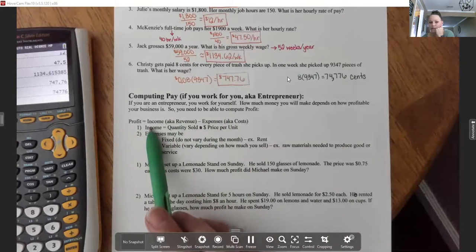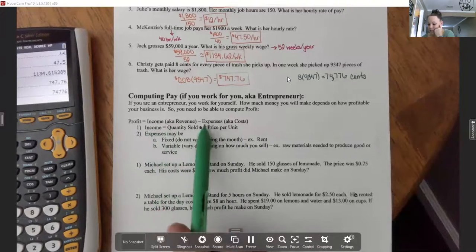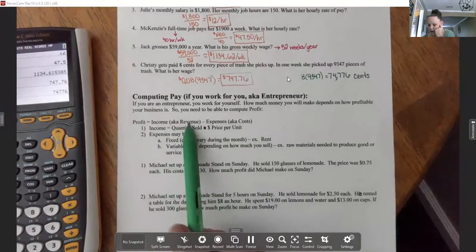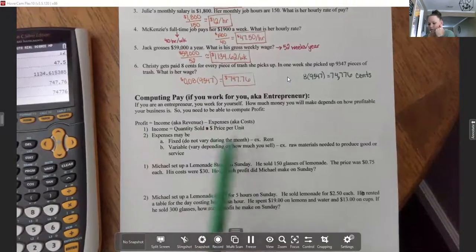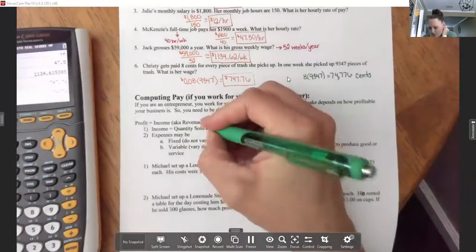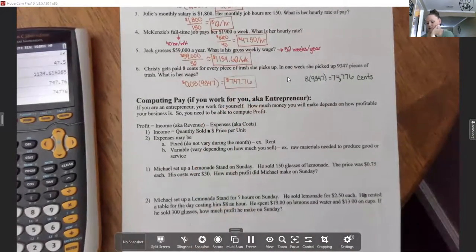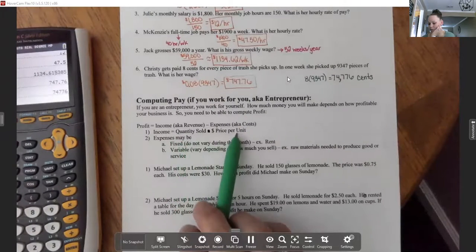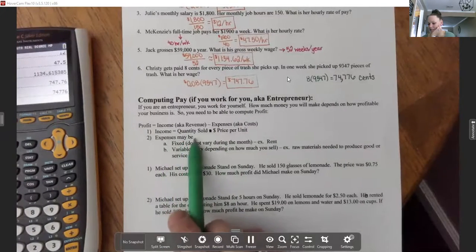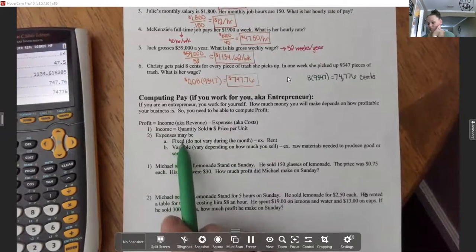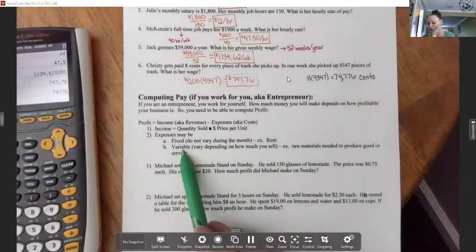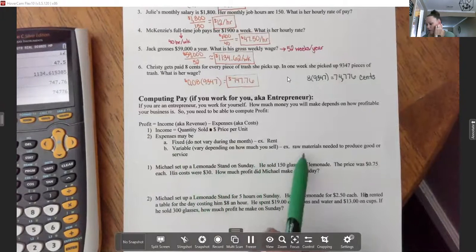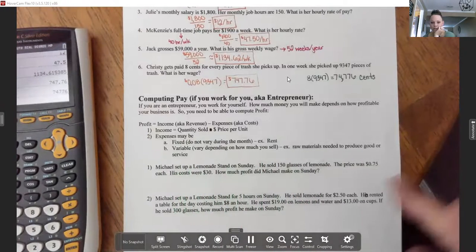Profit, and this was in our notes the other day, is income minus expenses, or revenue minus the cost. Income and revenue are how much money you're bringing in. Expenses or costs are how much money is being put out. That should be a dot, not an X. So income is equal to the quantity sold times the price per unit. And expenses can be fixed, things that don't change during the month, like your rent, or they can be variable, which vary depending on how much you sell, like raw materials needed to produce the goods or services.